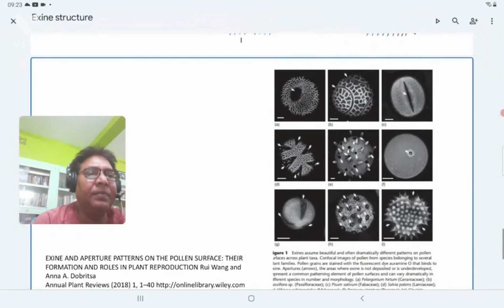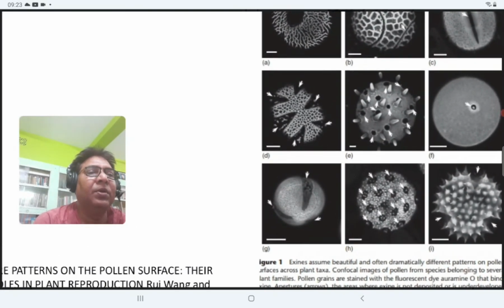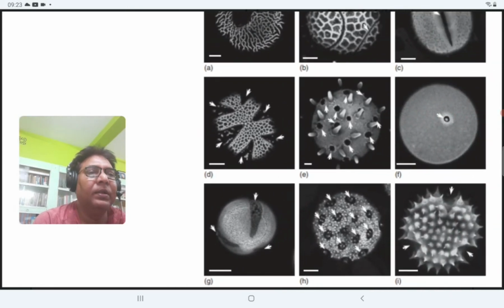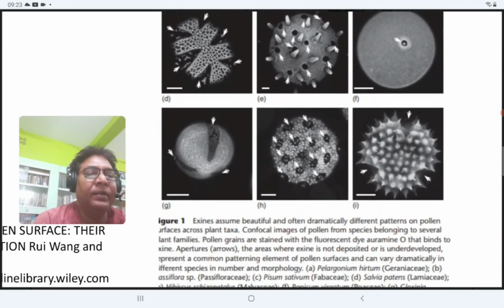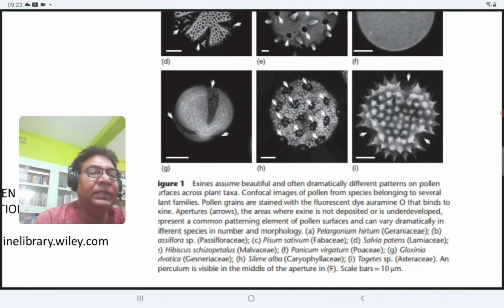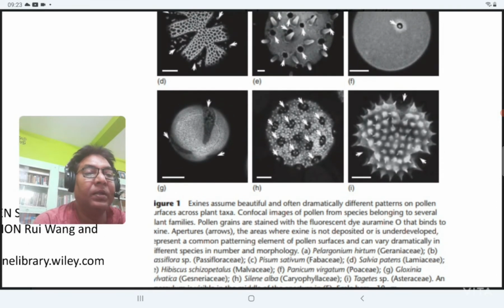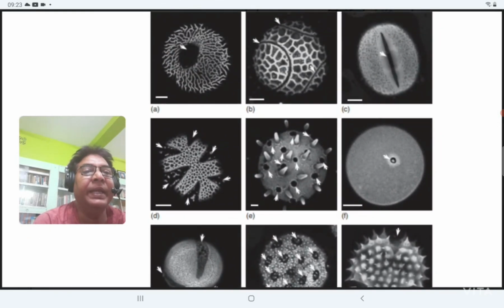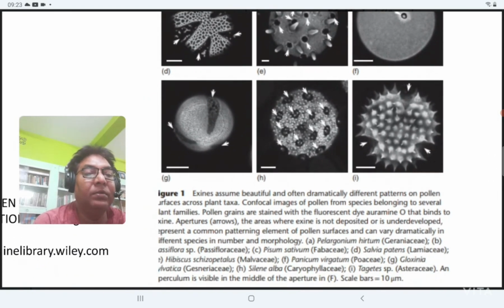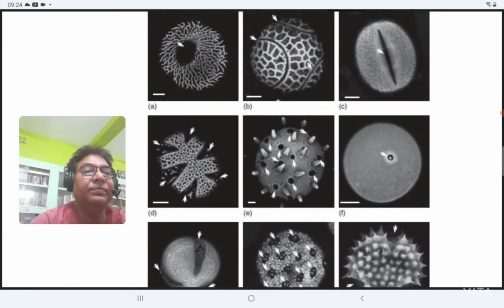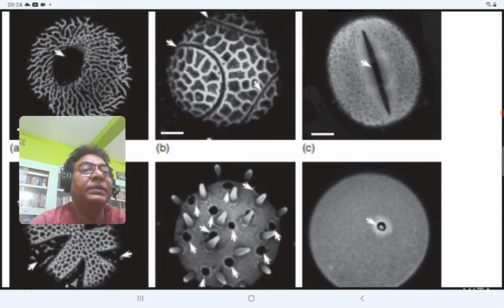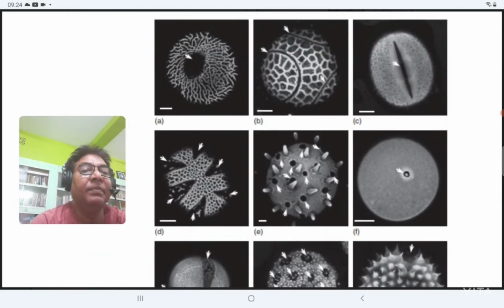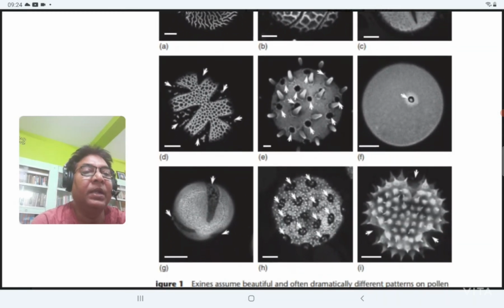Here you can see there are many sculptures on the pollen wall. A belongs to the Geraniaceae family, Pelargonium hortorum. B is Passiflora. C is Pisum sativum. This one, Pisum sativum, seems to be reticulate. B also is reticulate. There are apertures also.